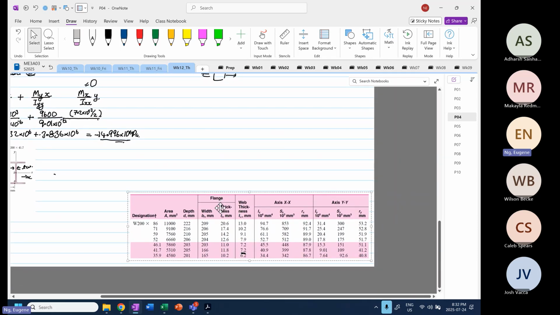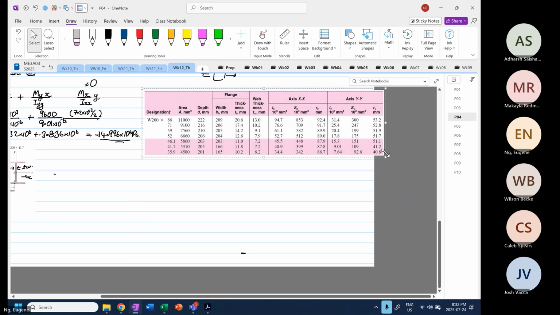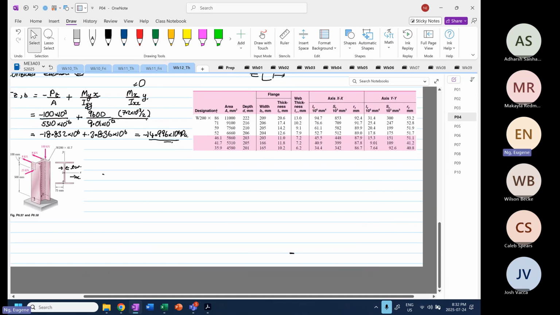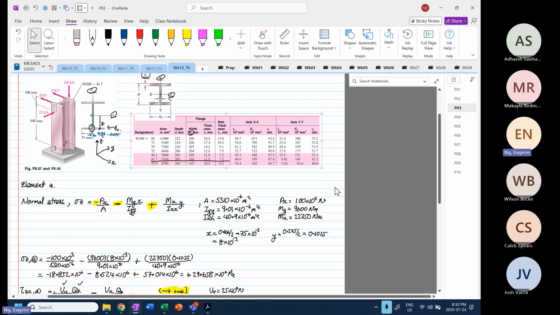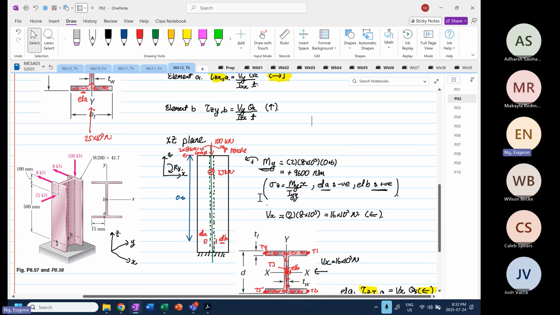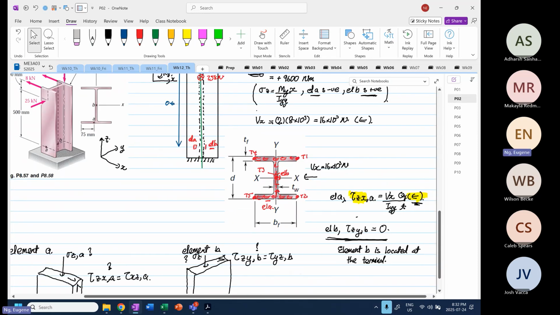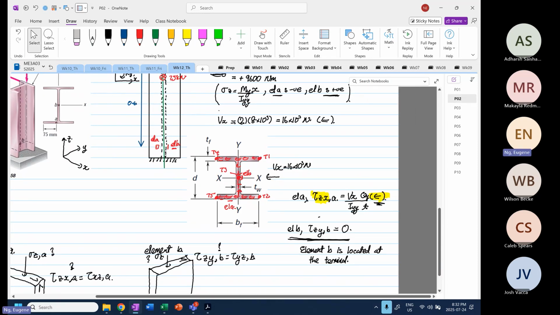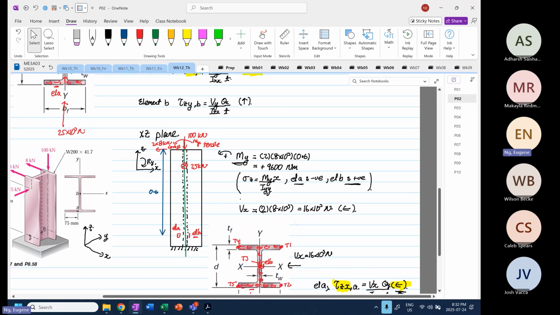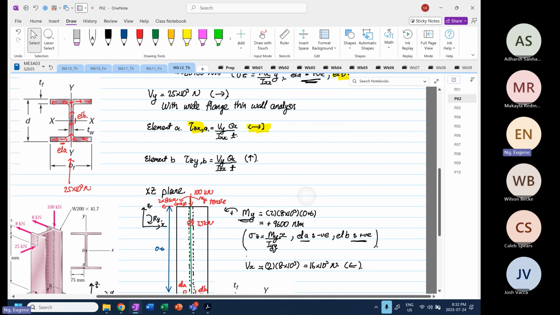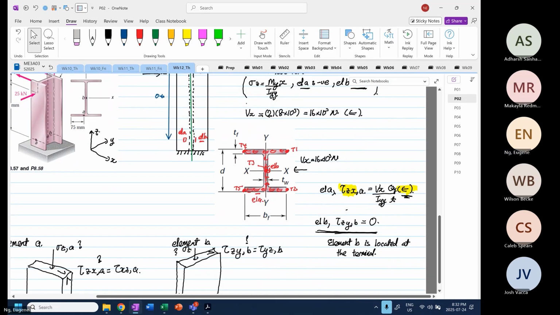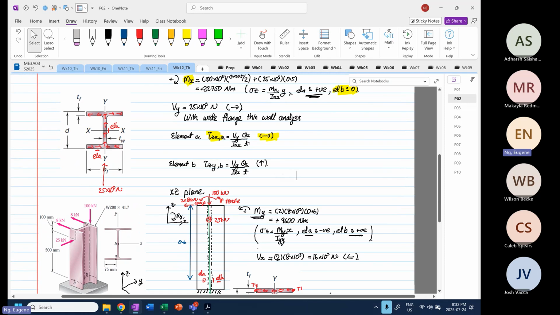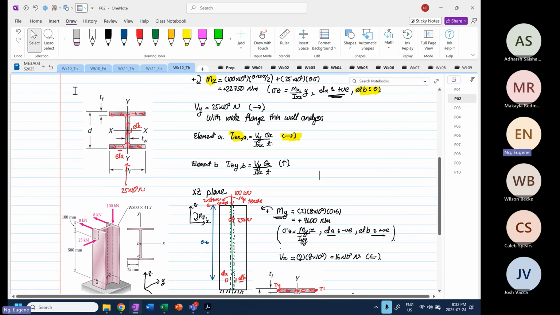Okay. So now we look at the shear. If we look at the shear now, one shear direction is equal to 0. So we know that Vx will generate 0. So is the Vy. Okay, so it's the Vy that is going to generate a stress.